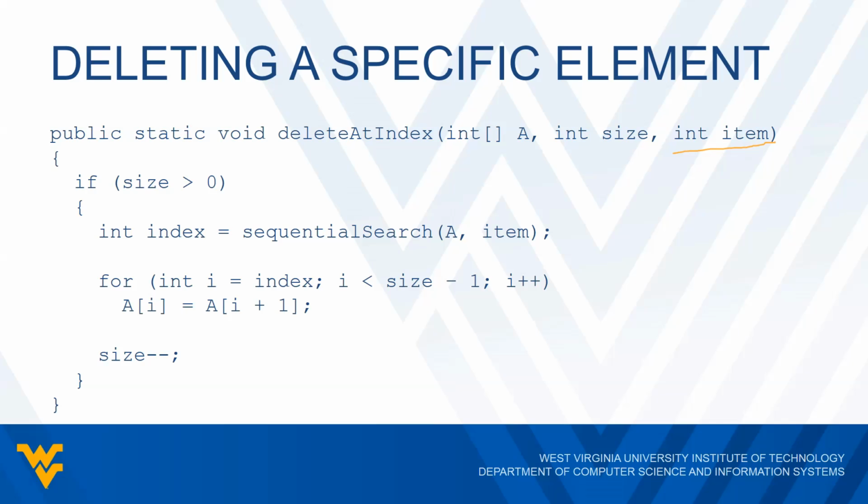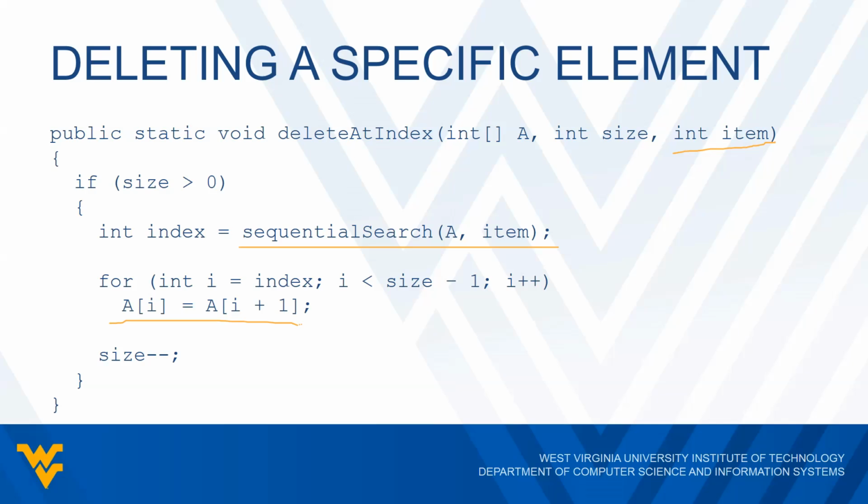And then notice inside of here, we're calling our sequential search algorithm. So we're going to see, does this item exist in our array? And that's going to give us an index. And then we just simply need to put in our for loop that says we start at that index, and then we go to the end of the array, and then we just replace our elements just like we did before with deleting at the beginning. And then when we're done, we need to decrease the size by 1.